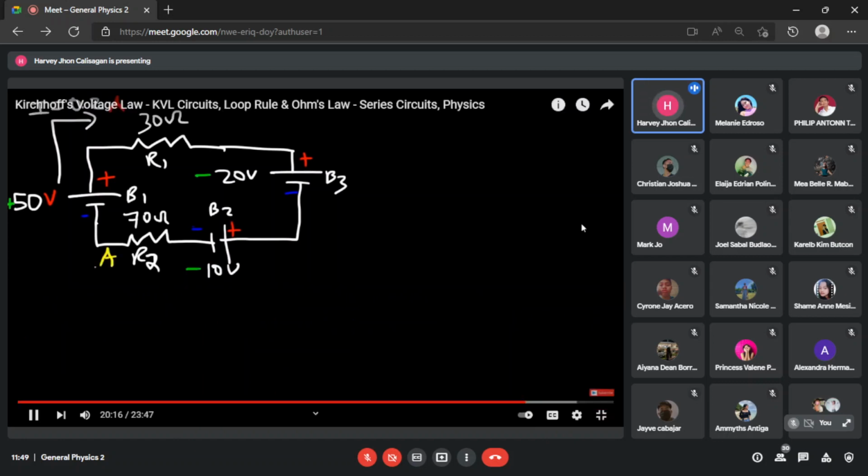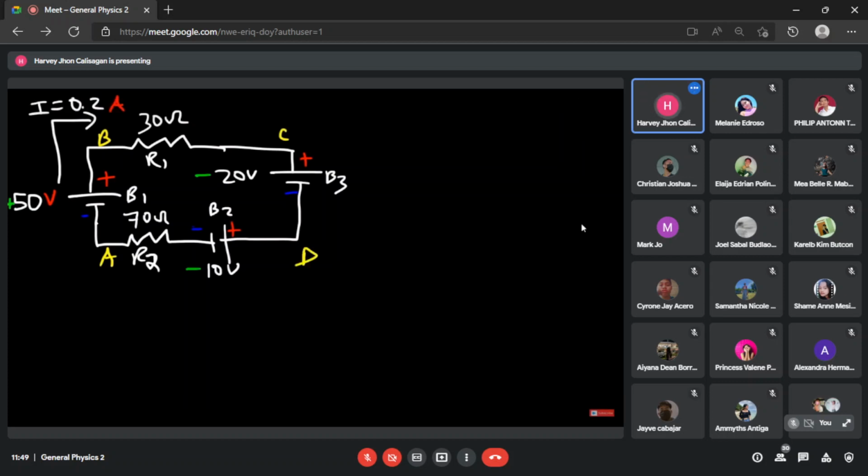Now let's call these points A, B, C, D, and E. Let's calculate the potential at each point. Let's say that A is at 0 volts. So B has to be 50 volts higher. So this is going to be at 50 volts.